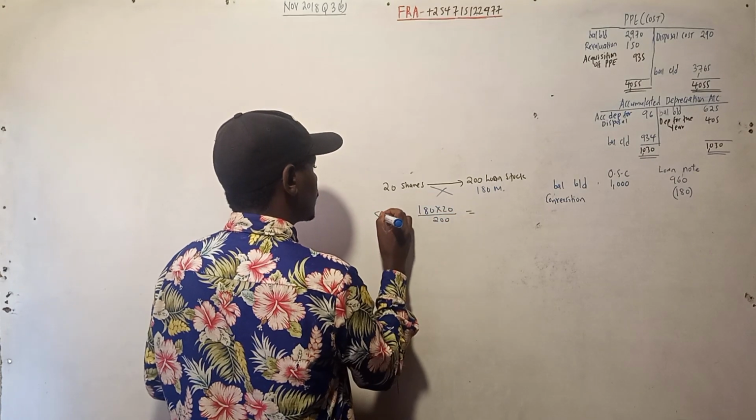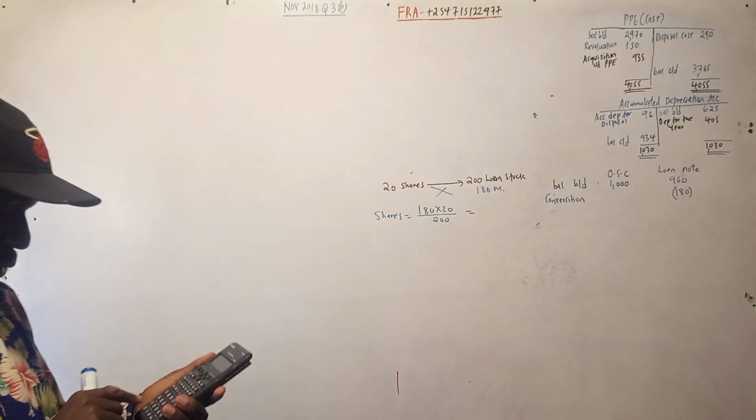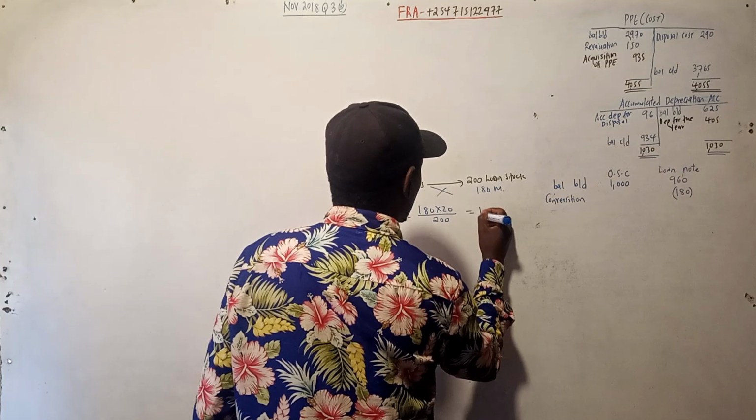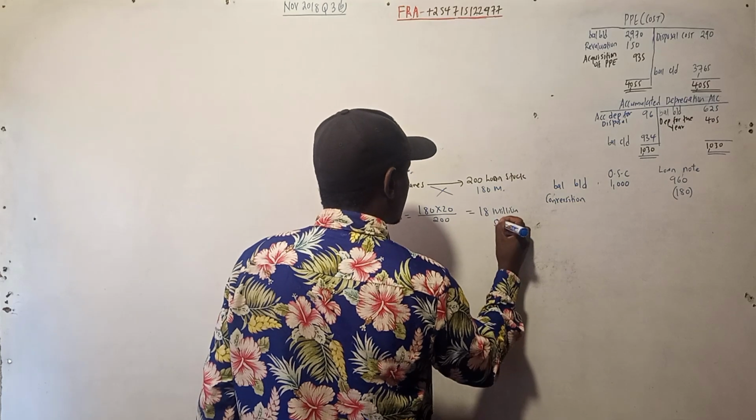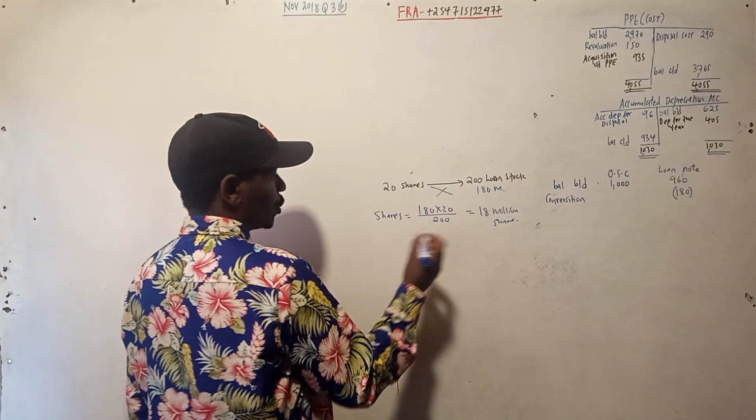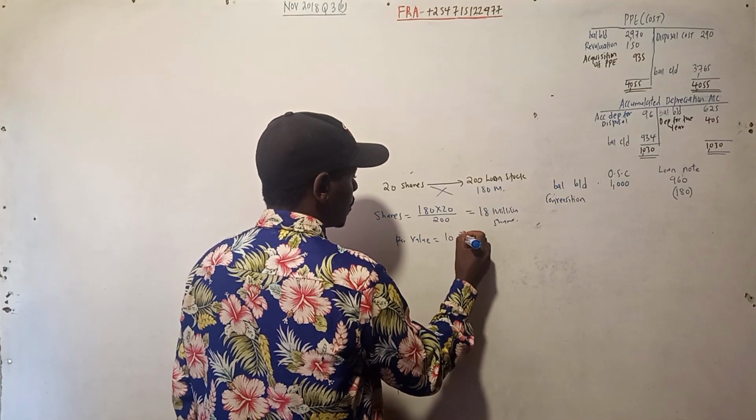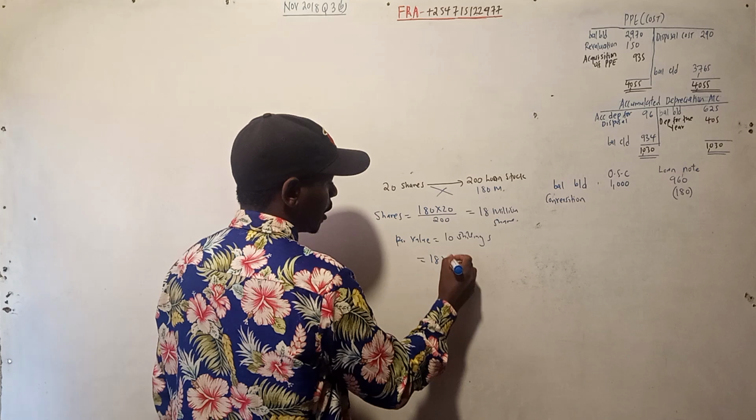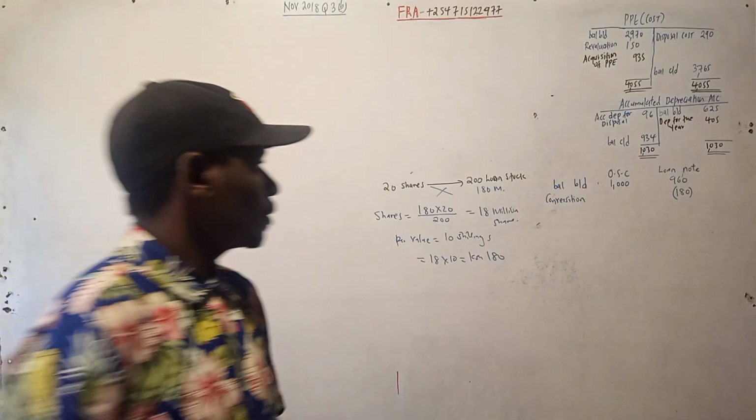So how many shares? The shares will be equal to 180 times 20 divided by 200. That will be equal to 18 million shares. But remember, the par value of one share is 10 shillings. So how much will go to ordinary share capital? It is 18 times 10, which is Kenya shillings 180 million. Now we have confirmed. So that will be the amount that will come here.